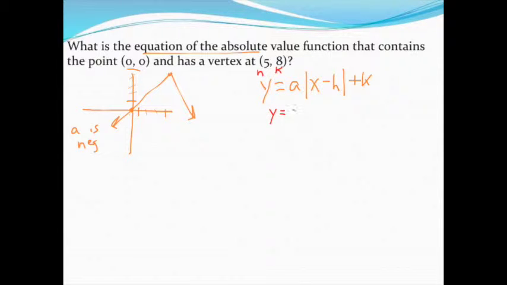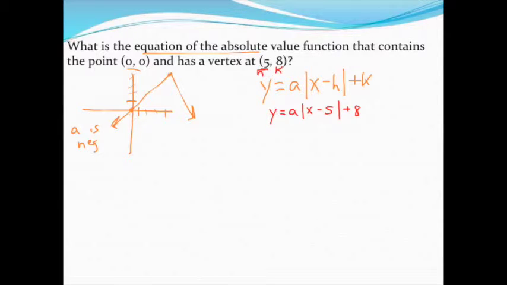I've got y equals a times the absolute value of x. Now remember, h has to be opposite, so since it's a positive 5 in your equation, I'm going to write a negative 5. You can also think in terms of shifting. Negative 5 is going to shift the graph 5 spaces to the right, which is where the vertex moved. And then the k value is just what it says, so positive 8. That will shift the graph up 8.